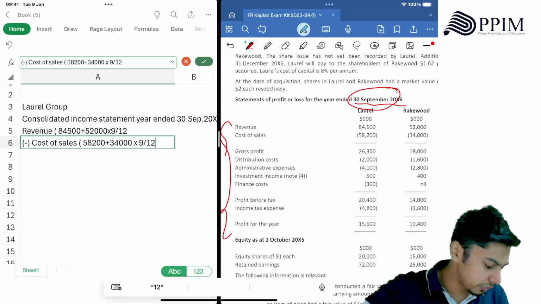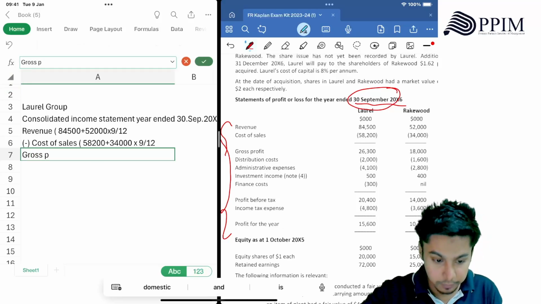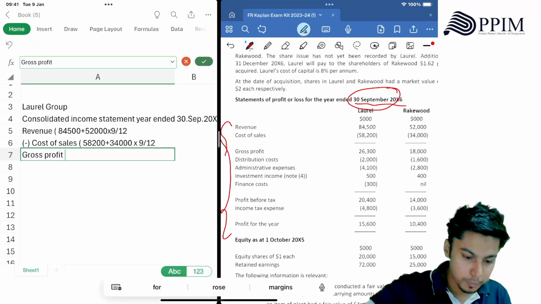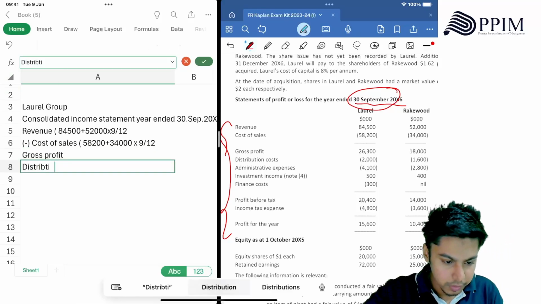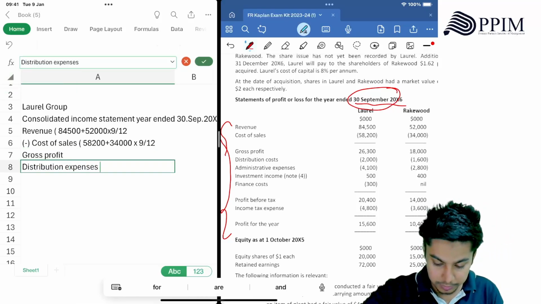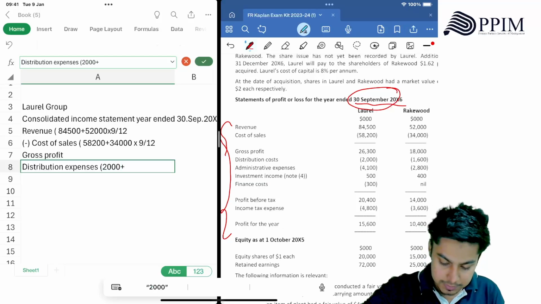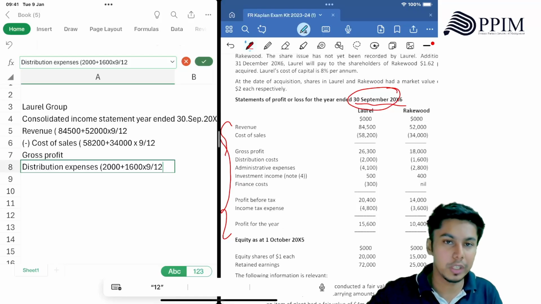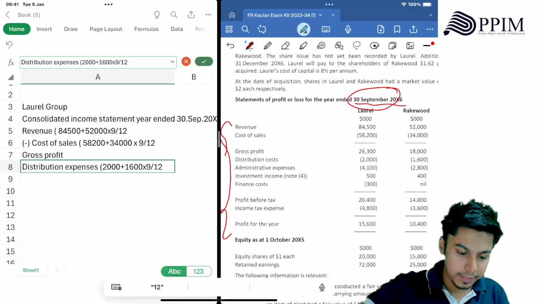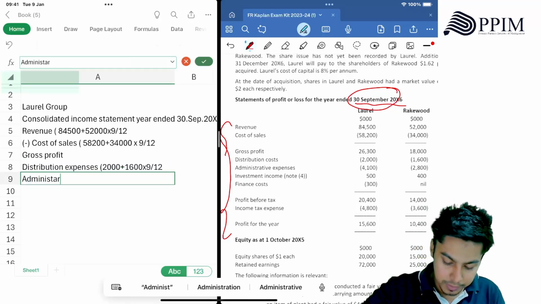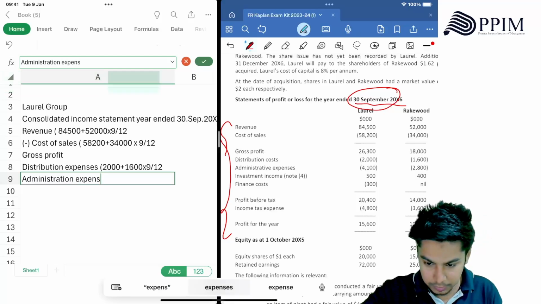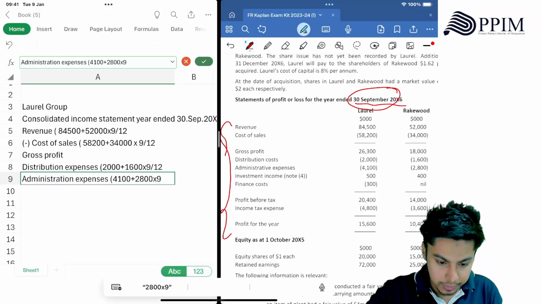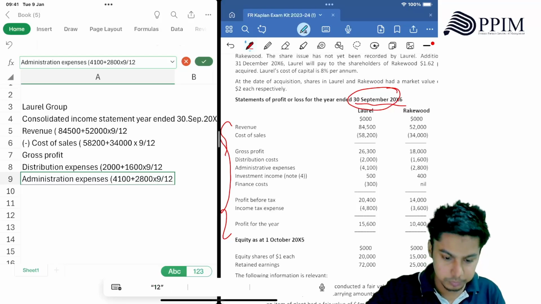Next one, gross profit. Guys, do not copy gross profit. Gross profit is something that we should calculate. Don't copy that. Distribution expenses, copy: 2000 plus 1600 into 9 over 12. Guys, all the subsidiary values you need to mark 9 over 12. Next one, administration expenses. Copy that also: 4100 plus 2800 into 9 divided by 12.